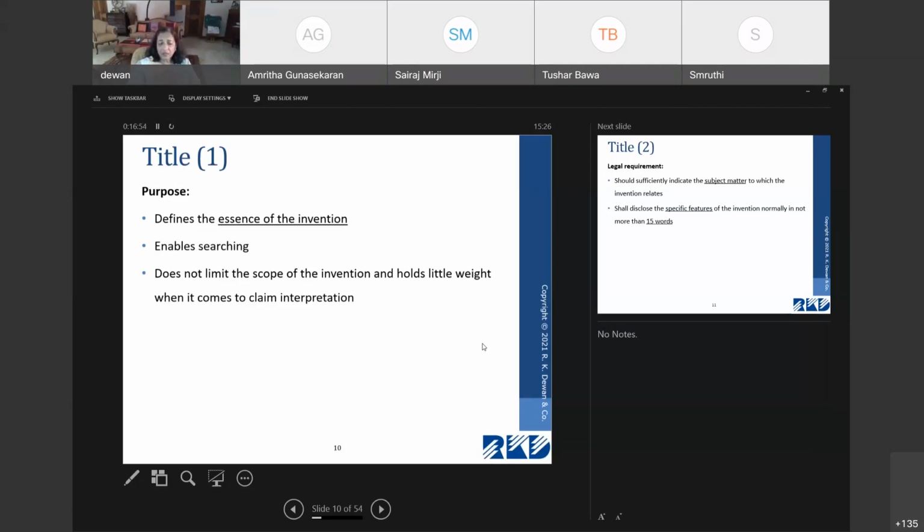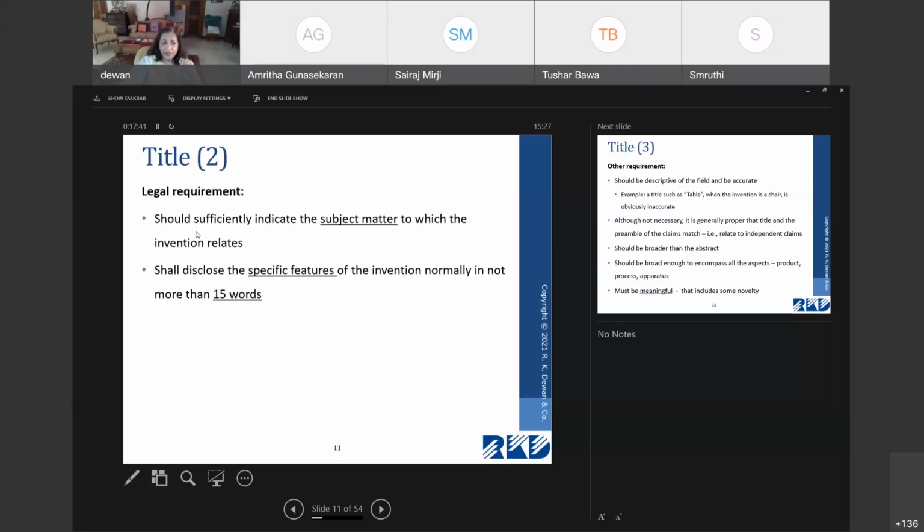So the purpose of that is not to define or limit the scope. If by chance, by inadvertent error, or due to some lack of understanding, you have written some title which is not really the scope of the invention, the scope is different. Let's say it's a product patent and you've written process by mistake, you can always amend. So when you come to claim interpretation, the words of the title are not really defining the scope of the invention. Its purpose is really to just define the essence of the invention. So it can be a broad scope.